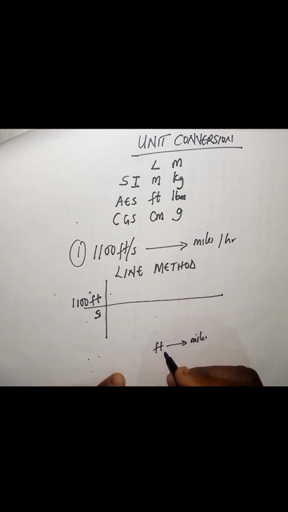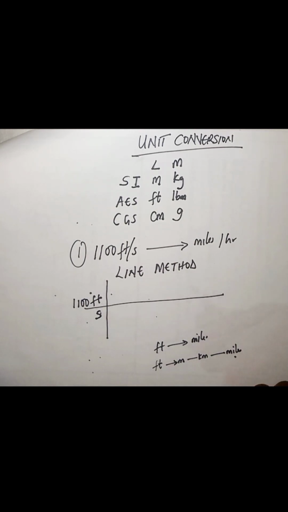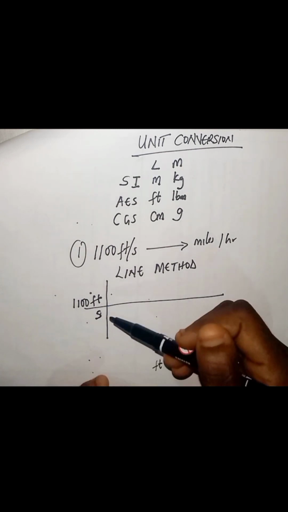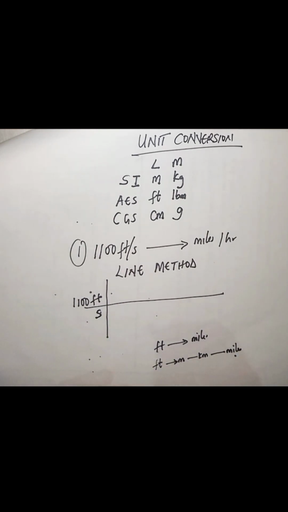By indirect relationship, I mean a relationship from feet to meters, from meters to kilometers, and from kilometers to miles. If you know the direct relationship between feet and miles, it's good. You can easily put the value and solve. But for now, we use the indirect relationship: feet to meters, meters to kilometers, kilometers to miles.